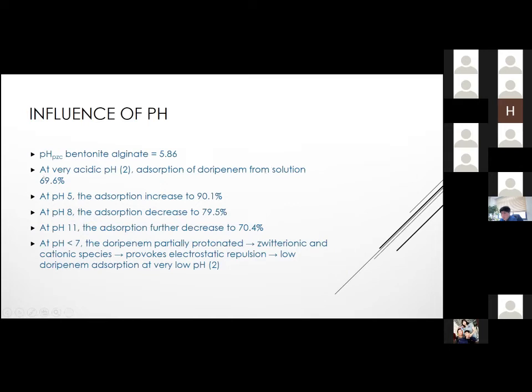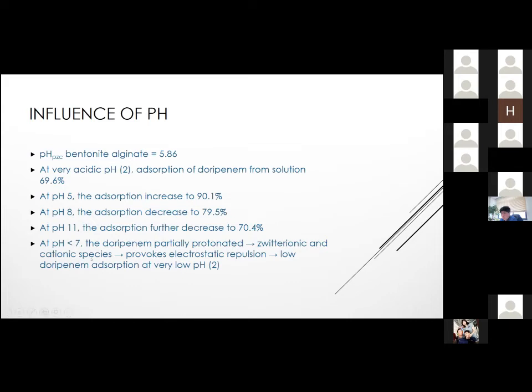So if we use this composite to absorb the doripenem at acidic pH, we can see only low loading over here, around 70% only. But if we increase the pH to pH 5, we can see that the absorption also increases. So the absorption behavior of doripenem into the composite is pH dependent, which can be related to the structure and surface charge of the bentonite alginate itself and the charge of the doripenem.